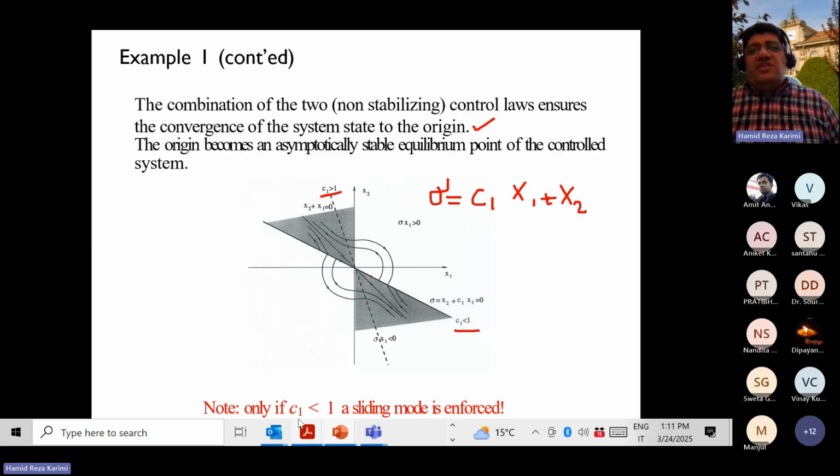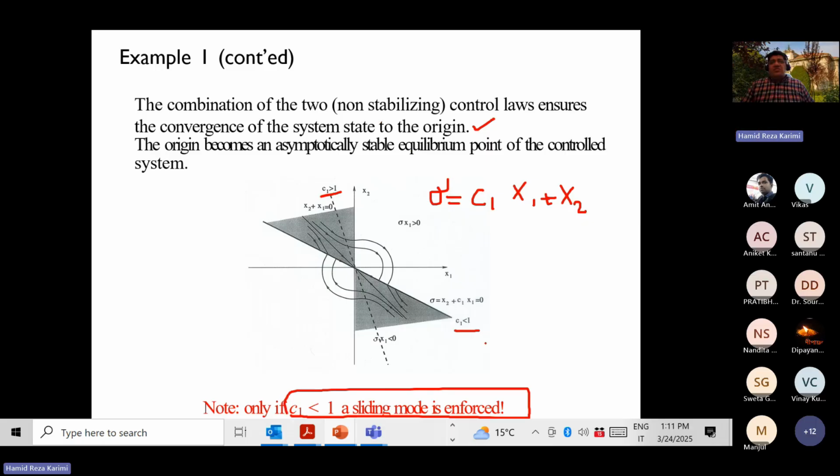So in this case, if C1 is less than 1, a sliding mode is enforced. It means that for the case of C1 less than 1, we can reach the sliding manifold, and the system can be stabilized. But for C1 bigger than 1, there is no convergence. You see that this is a dashed line. So what we can notice is that the parameter C1 should be less than 1, and then all the state trajectories can approach this manifold.